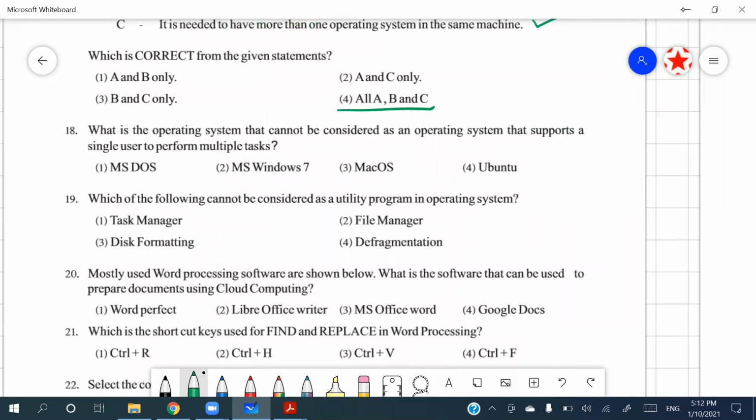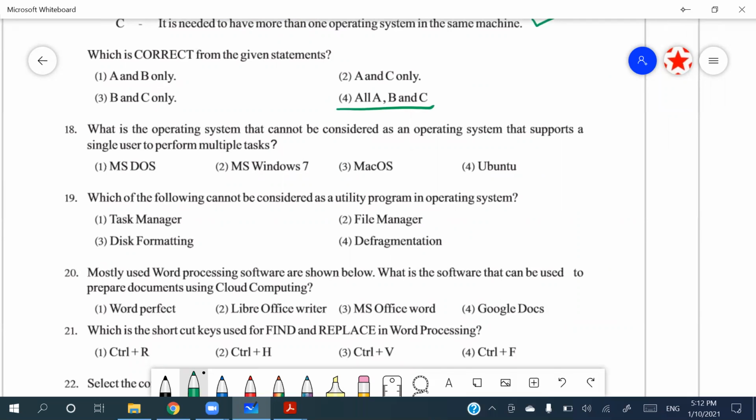18th, what is the operating system that cannot be considered as an operating system that supports a single user? Yeah, did someone ask a question? MS-DOS.